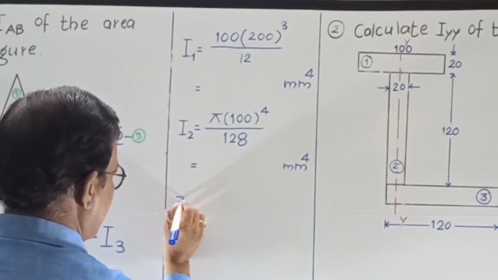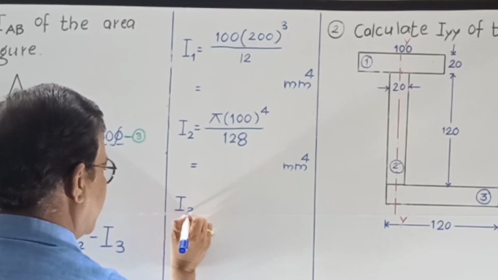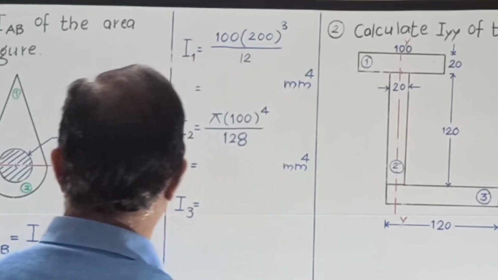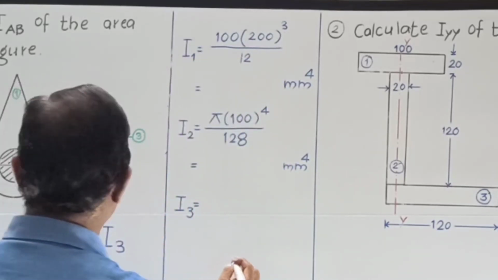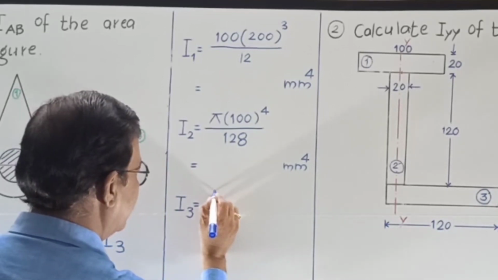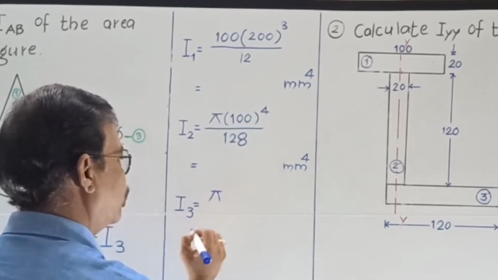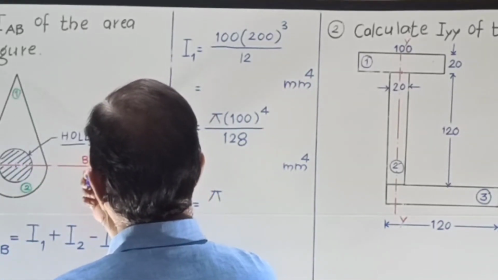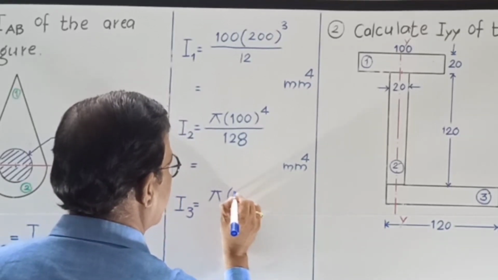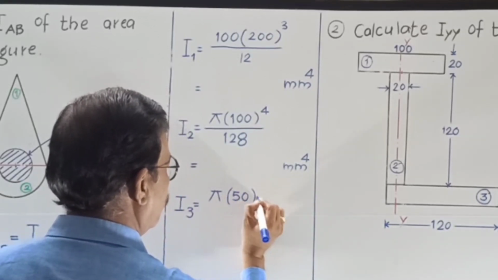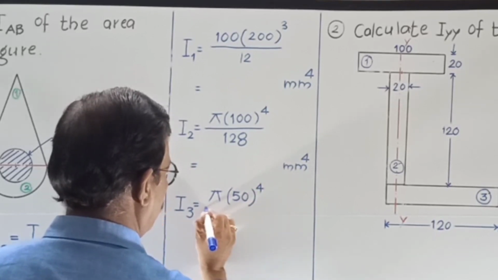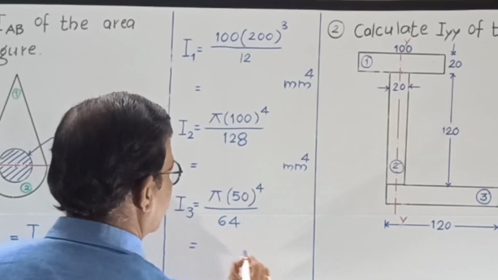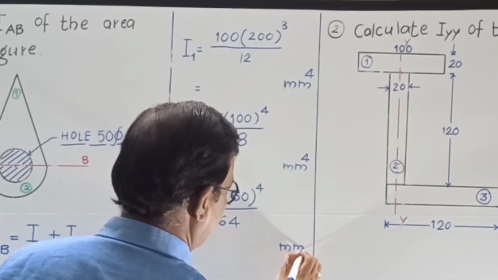Let us see what is I3. I3 is simple because it is a circle about the centroidal x-axis or diameter, which coincides with AB, so it will be pi d raised to 4 upon 64. What is d for the circle given? Yes, diameter of the circle is 50, so pi into 50 raised to 4 upon 64. Calculate this value of I3, mm raised to 4.